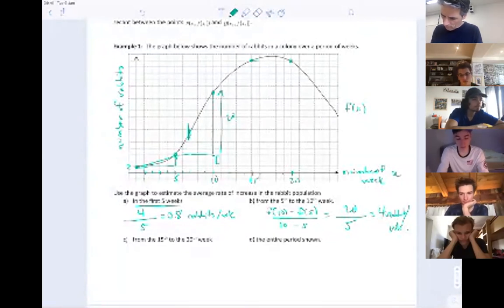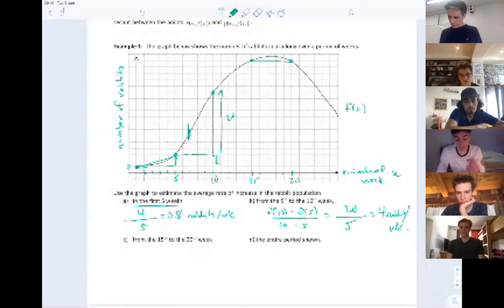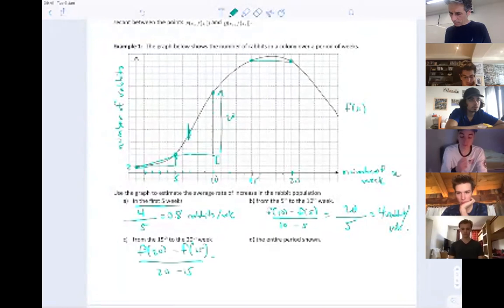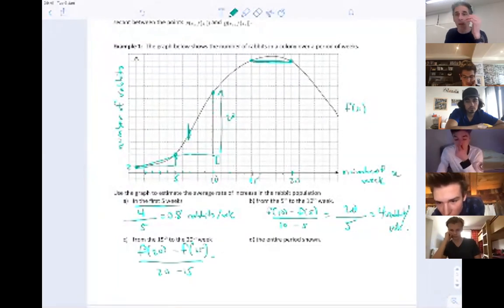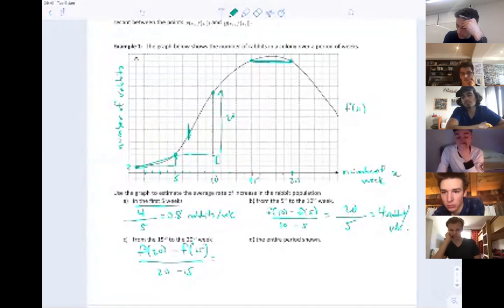Hey, what happened there? Now, what's that? Well, the formula says do f(20) minus f(15) over 20 minus 15. What happened there? Well, what was the change? I can't hear, we got cut off there. 1? Well, you think it goes up by 1? No. It goes up by 0. Okay, 0 over 5. So the formula would say 0 rabbits per week.